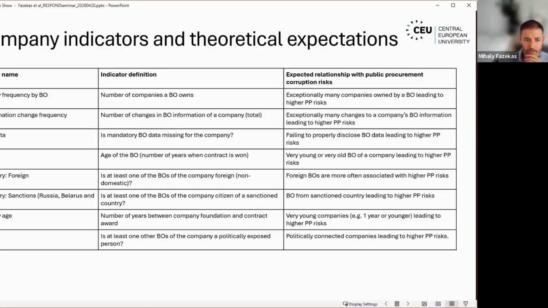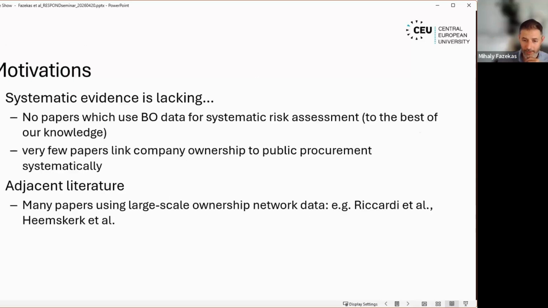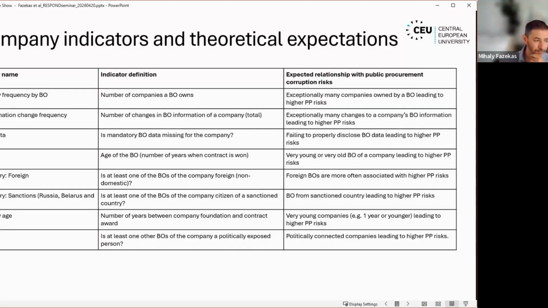So a few indicators have been proposed by the wider literature, Riccardi and colleagues at Transcrime and some other people. The few indicators which have been proposed and can be calculated across a large number of countries are on this slide. So we have company frequency by beneficial owner. So how many companies are owned by the same person?